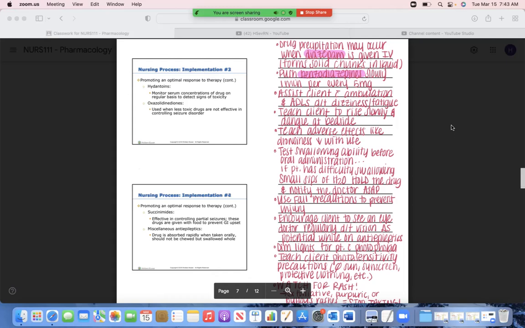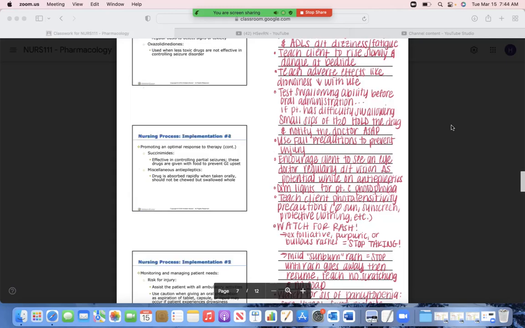Test their swallowing ability before you give them any kind of oral antiepileptic. If they're not able to swallow, then they should not have the drug orally. So you might give them a small cup of water, have them take a couple small sips and see how they do. If they have difficulty with the water, don't give them the medicine. And then tell the doctor as soon as possible what's going on.